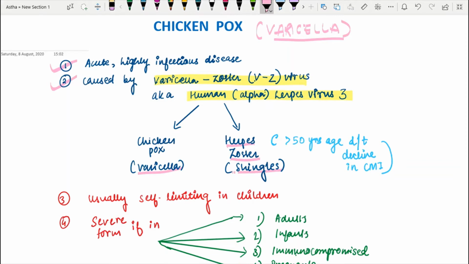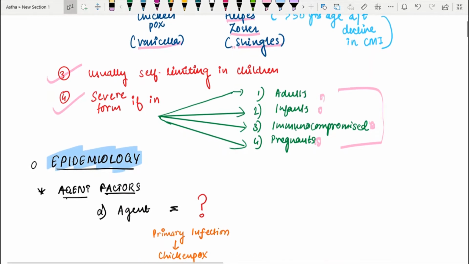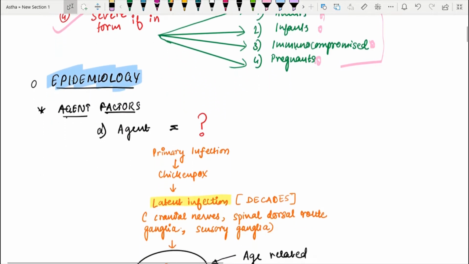The chances of developing herpes zoster increase with age due to decline in cell-mediated immunity, and thus herpes zoster is a more severe form. Whereas chickenpox is usually a self-limiting condition, especially when occurring in children. But a severe form of chickenpox occurs in adults, infants, immunocompromised, and pregnant people. Fine. So in these people, a severe form of chickenpox may occur.